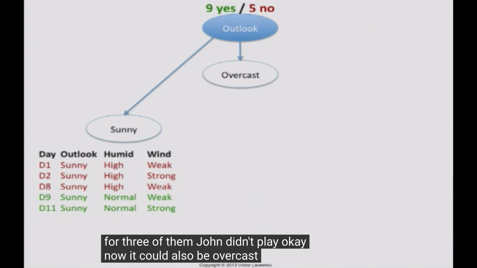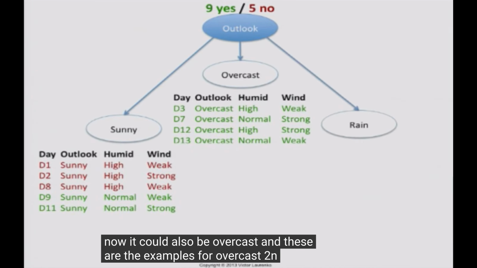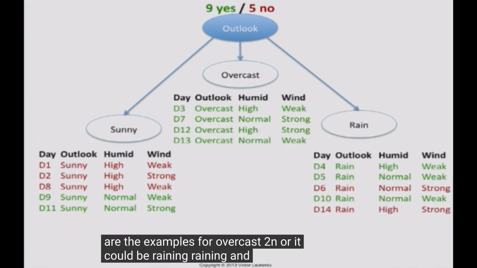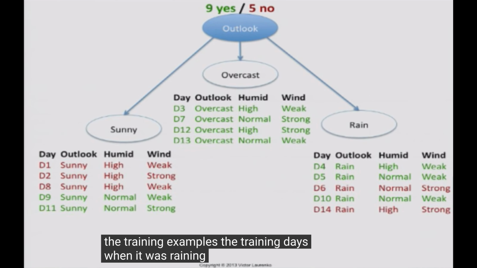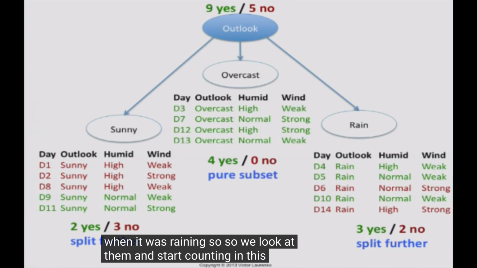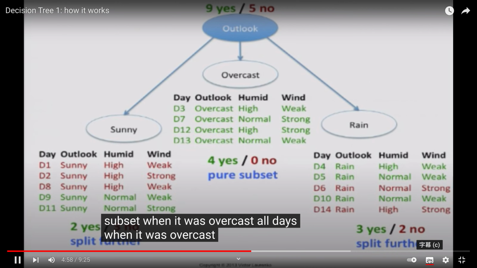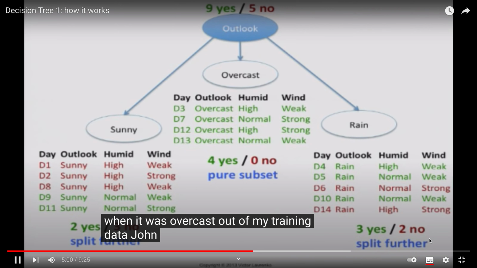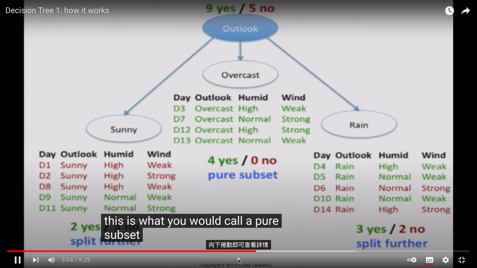Now it could also be overcast, and these are the examples for overcast, or it could be raining, and these are the training examples, the training days when it was raining. So we look at them and start counting. In this subset, when it was overcast, all days when it was overcast out of my training data, John ended up playing. Right? So this is what you would call a pure subset.